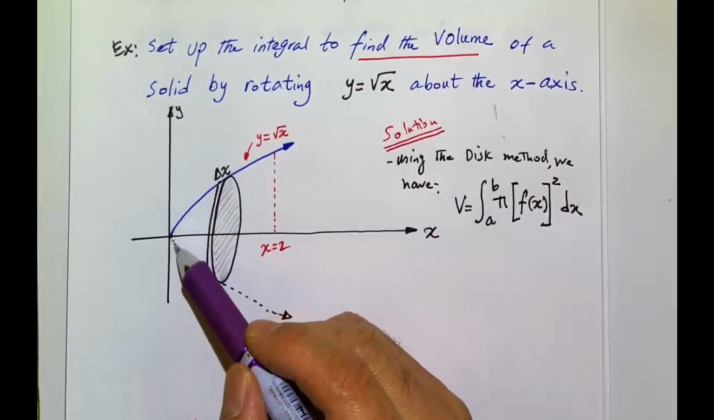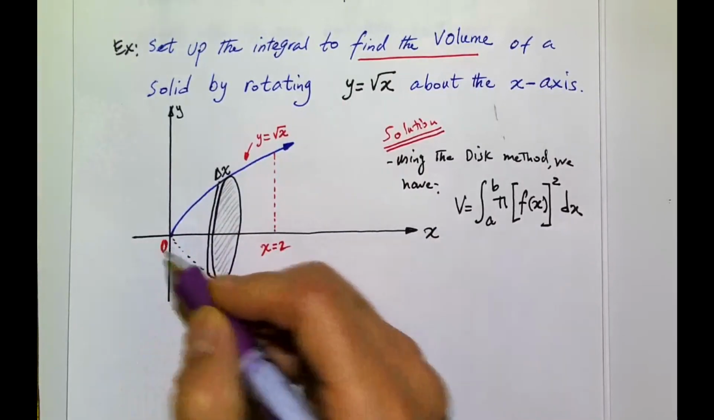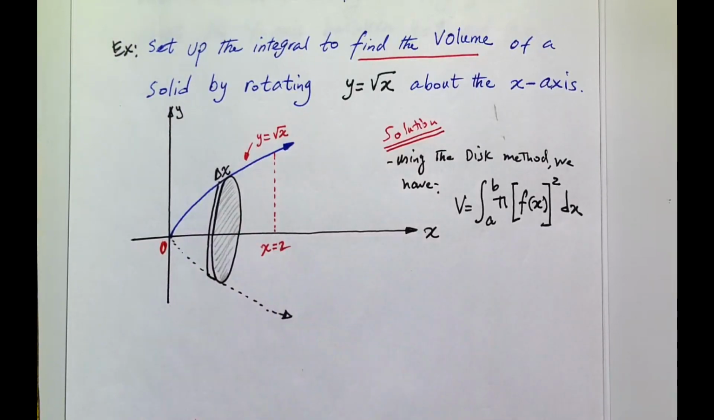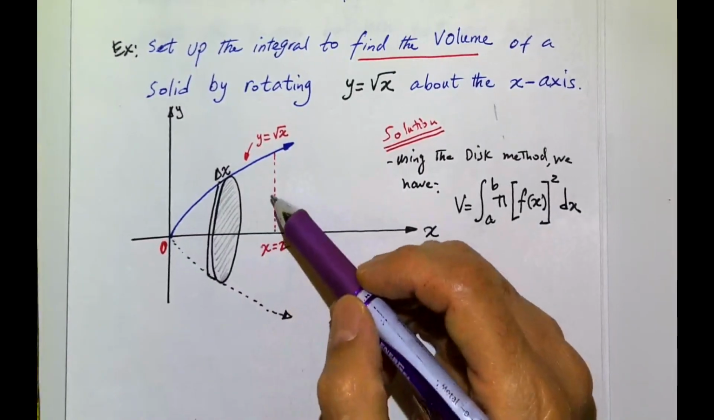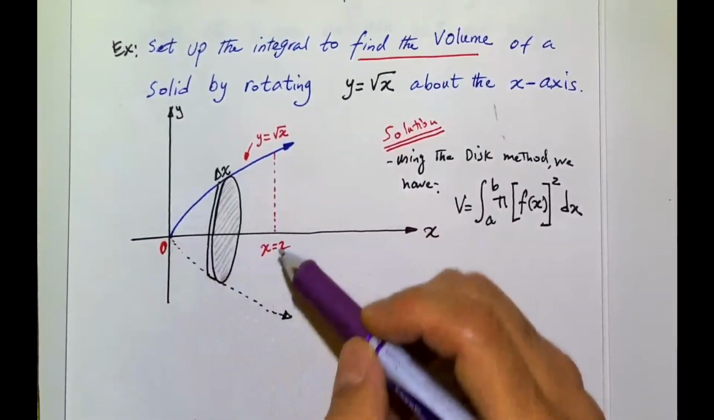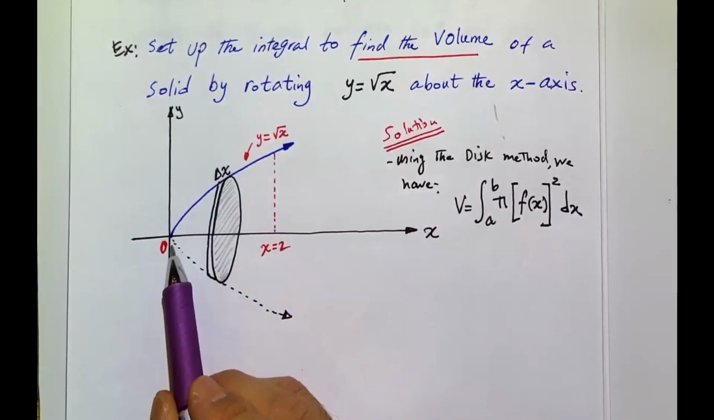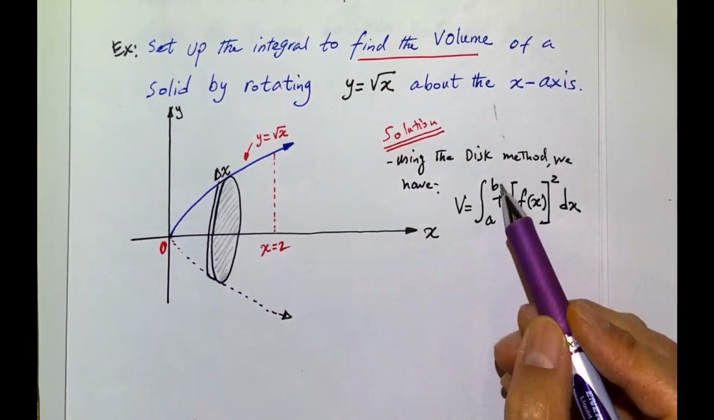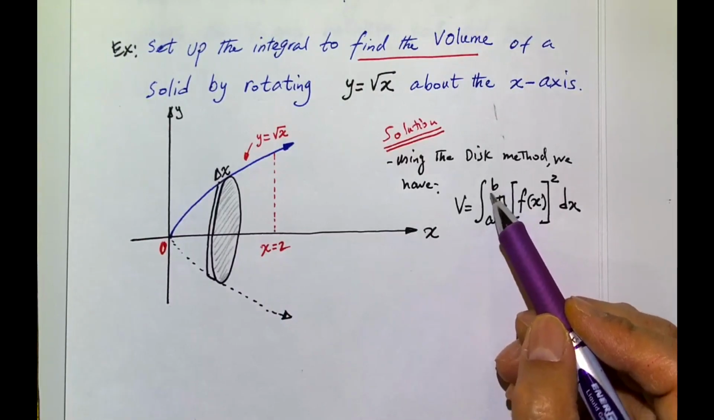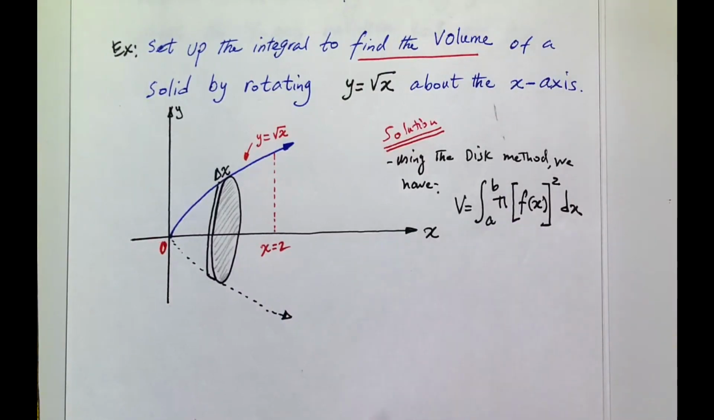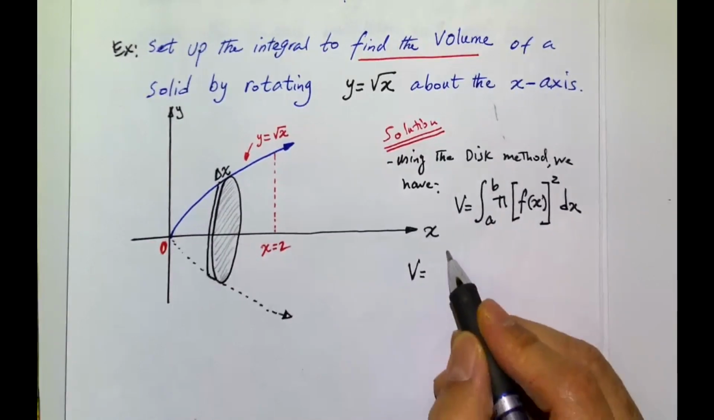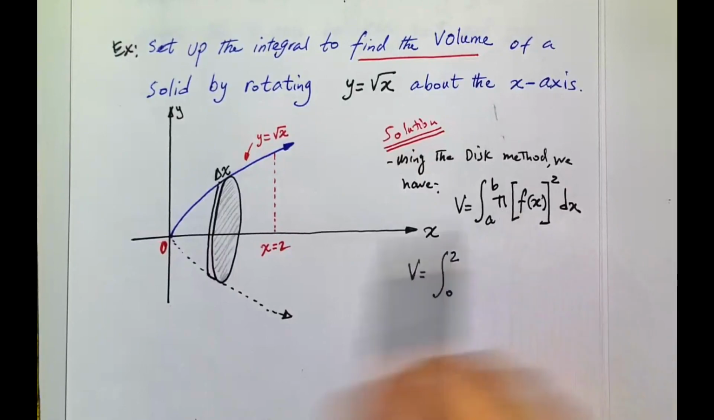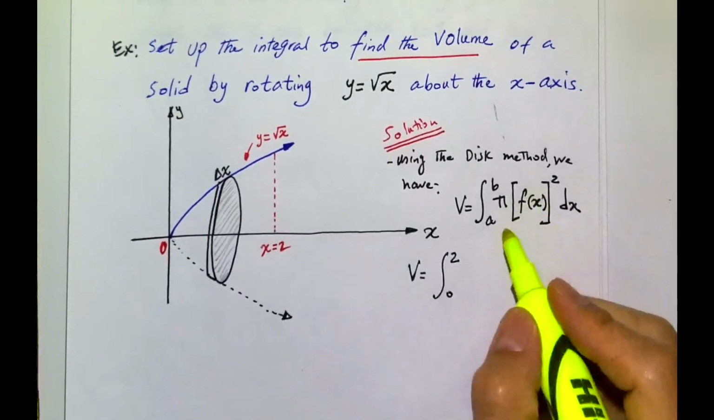We want to integrate from this point, which is 0, to this point. If you want, you can pick this to be x equals 10, but that would then make the integration go from 0 to 10. In this case, I'm taking the integral from 0 to 2. So a would be 0 and b would be 2 in our case. Okay, so then the volume would be from 0 to 2, right? Let's not forget this pi. This pi should not be forgotten.